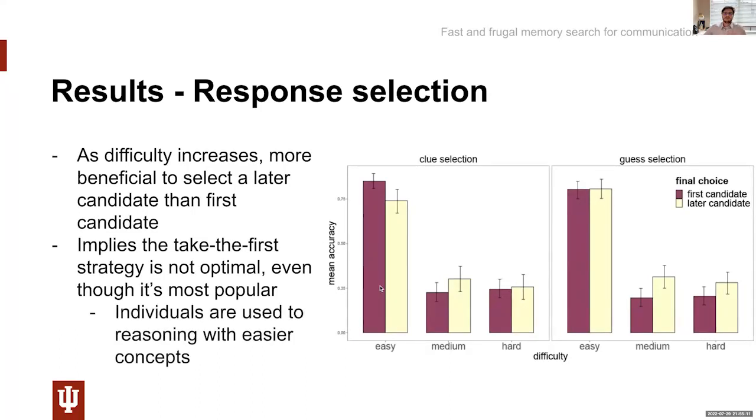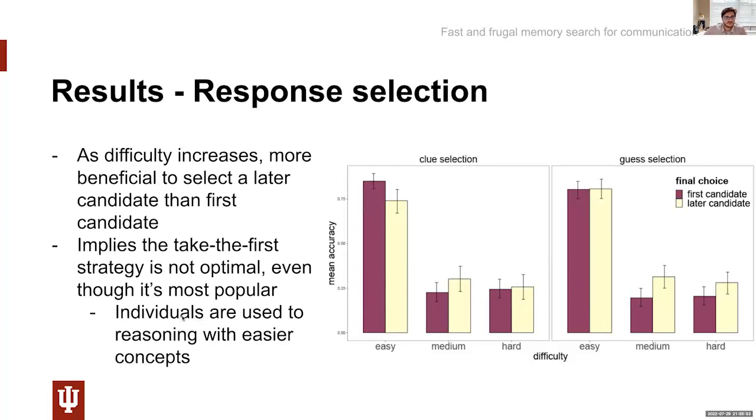Using these graphs, we can see that over the difficulty, it's actually more significant to select a later candidate rather than the first candidate. In easy scenarios, like happy and sad, it was more optimal to select the first candidate instead of a later one. But as difficulty increases over time, it was actually more optimal to select the later candidate, which implies that the take-the-first strategy was not optimal, even though it was the most popular.